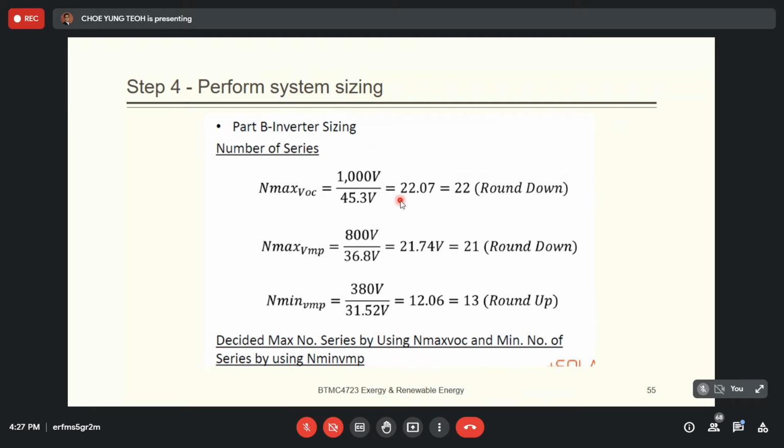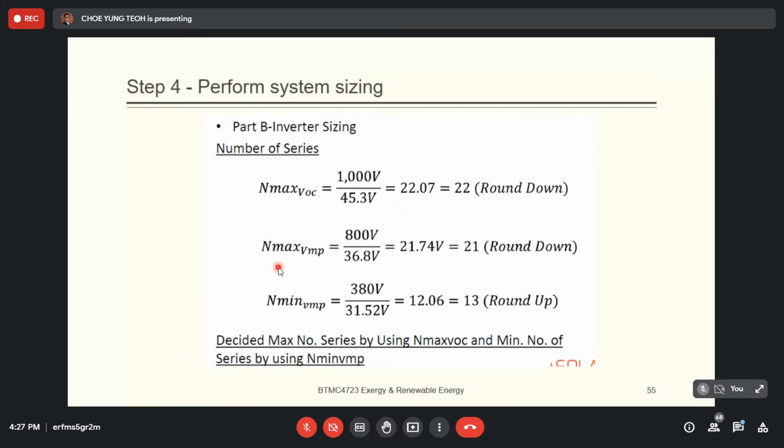Okay, so the maximum allowable number of solar modules that can be connected in series if you use this inverter is 22. Don't use 23, yeah? Don't round up to 23. If you use 23, it means that when you connect 23 pieces, your voltage will already be more than 1000 volt. So you have to round down to 22.